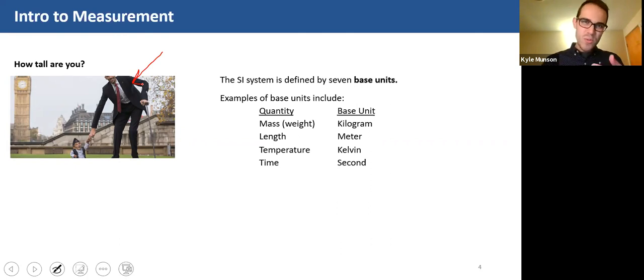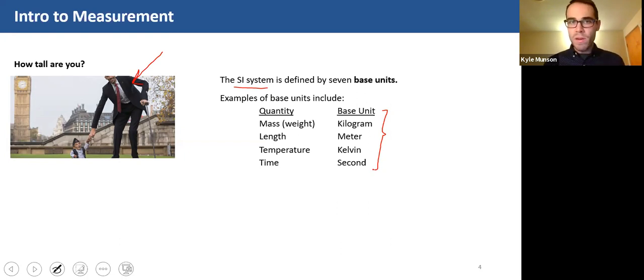Because 5 shoelaces isn't an agreed upon standard. So in order to describe things and compare things, especially in science, we need a system that's agreed upon. And that's what the metric system would be. All right, so the metric system or the SI system, you'll see them both used interchangeably, uses these base units to explain different measurements. So you have mass, length, temperature. They're expressed in kilogram, meter, Kelvin, and second.